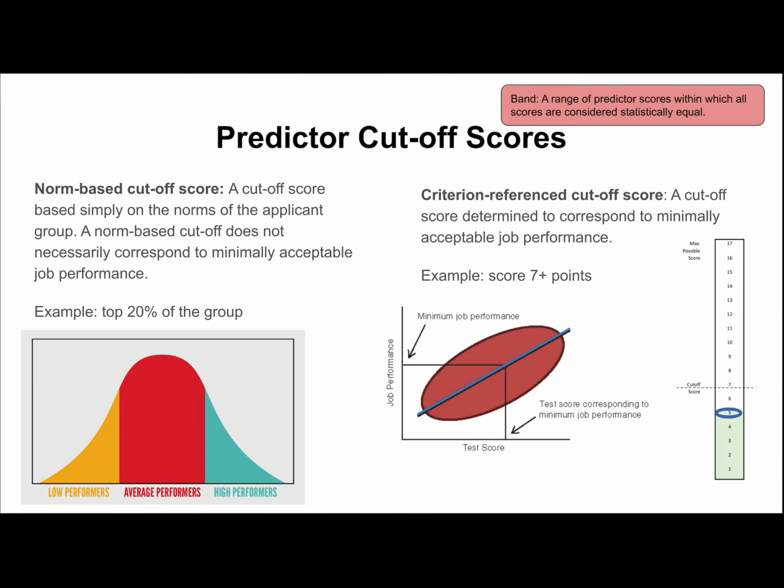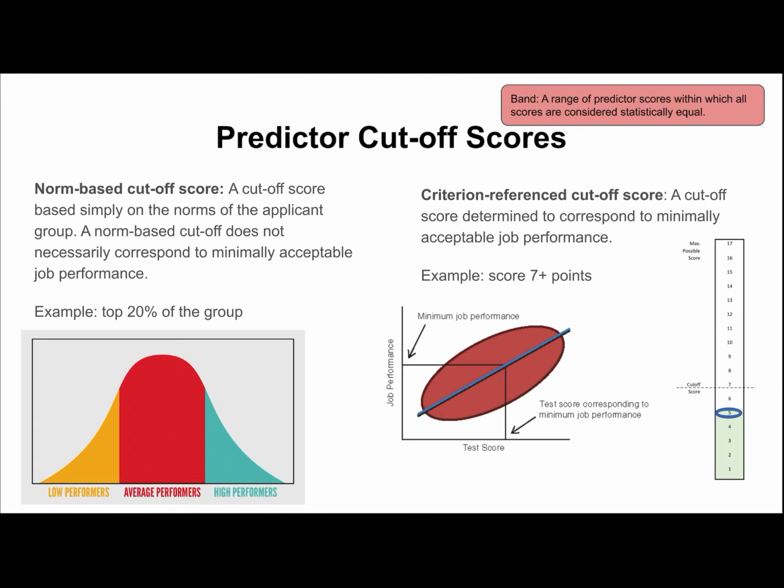One is with a norm-based cutoff score, where you basically pick a certain percentage. Everybody takes the test, and the top 20% move on. The criterion referenced cutoff score is a straight-up number. Everybody takes the test, and if you score more than 7, you move on. So you can see why both of these are good options, and depending on your validity and your predictors, you may choose to either do the norm-based, where you choose the top percent, or the criterion referenced cutoff score, where you actually need to score a preset score.